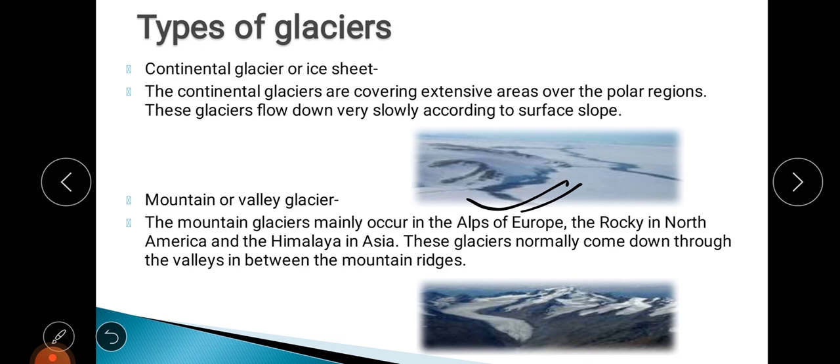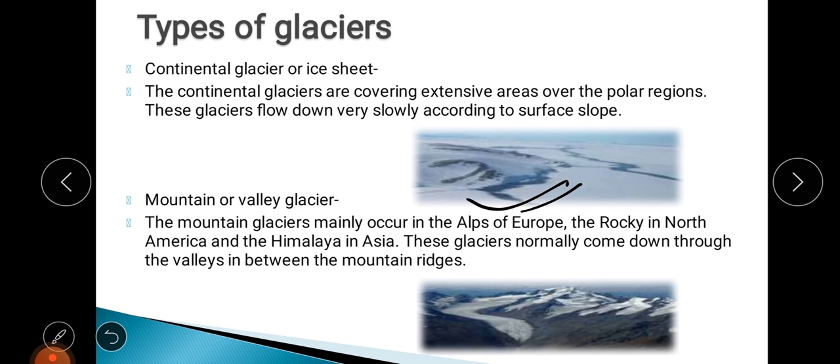And then they move very slowly. The movement is very slow, and it depends on the amount of ice. If the slope is very steep, then the movement will be fast. If the amount of ice is very heavy or a huge amount, then movement will be slow. The speed of these continental glaciers is generally slow, and they are mainly found in your polar region.